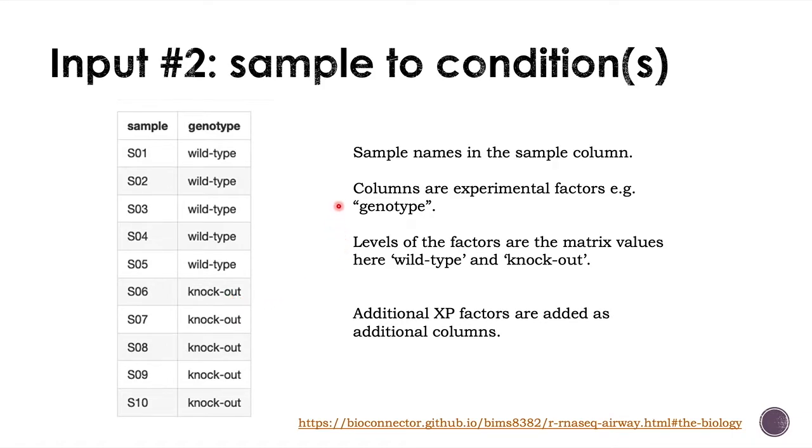If you have other factors, you would add them as additional columns. And usually you have 1, 2, sometimes 3 experimental factors. So you will have sample, genotype, another condition, condition 1, and another condition, condition 2, maximum.